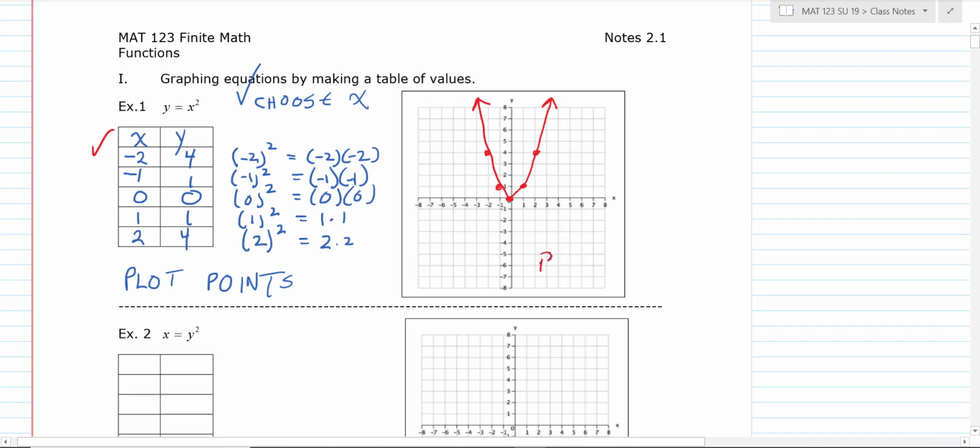We have a name for this. This is the graph of what we call a parabola. Next time you drink at a water fountain and turn on the water, it'll travel in a parabola.